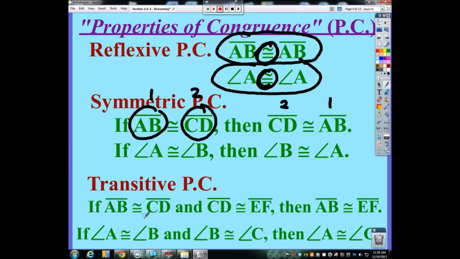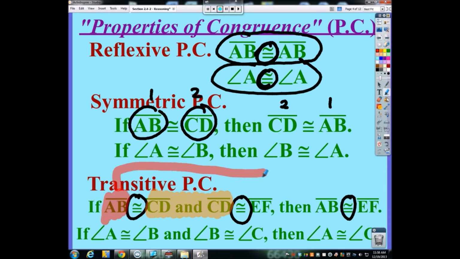Transitive property. Again, three congruent symbols involved here. Again, more like a domino effect. The domino effect is right here, kind of in between our first two congruent signs. These things need to match, and if they match, then we can take the very first thing and match it up with the very last thing, because that's exactly what we're saying right there. And again, we can do the same thing with angles.